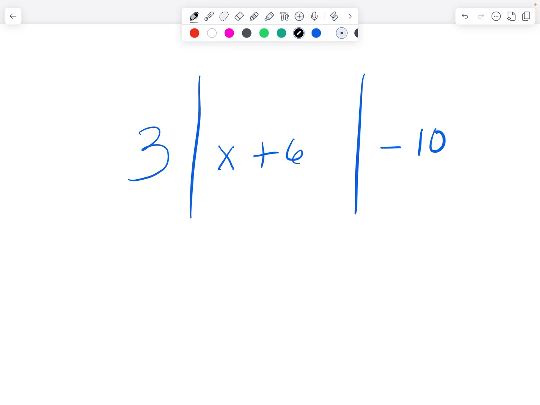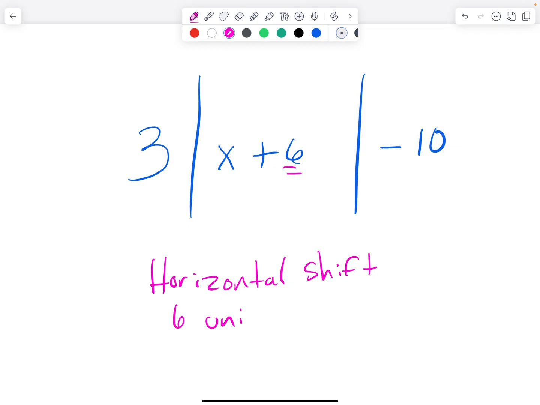Okay, so I'm going to start off with the 6. Anything on the inside is a horizontal something. So this one shifts 6 units. Remember, insiders are liars. It doesn't go 6 to the right. It goes 6 to the left. So we have one transformation here. The 6 represents a horizontal shift 6 units left.